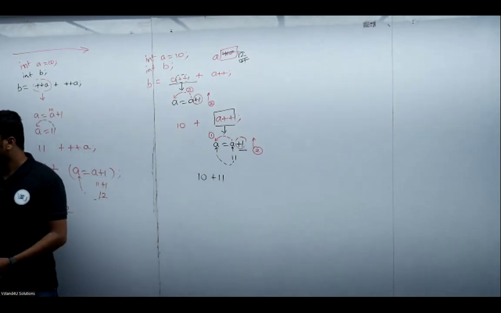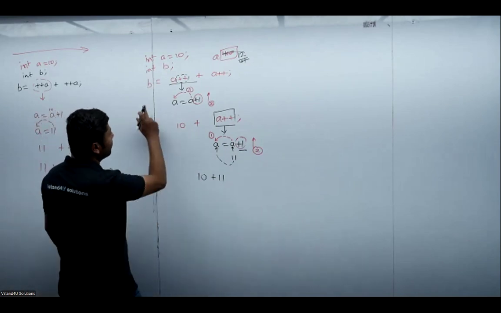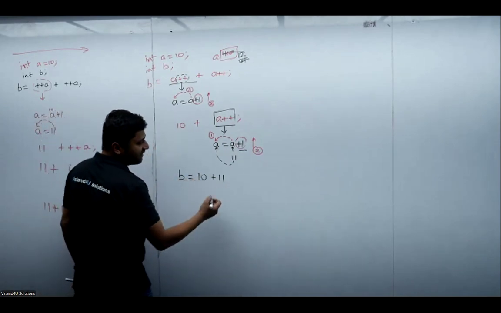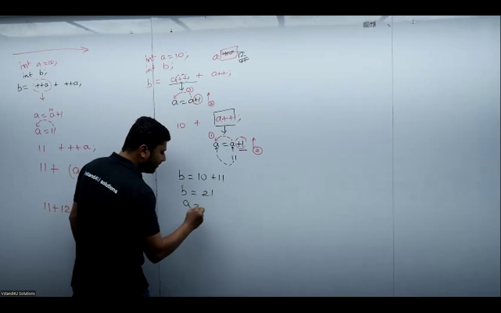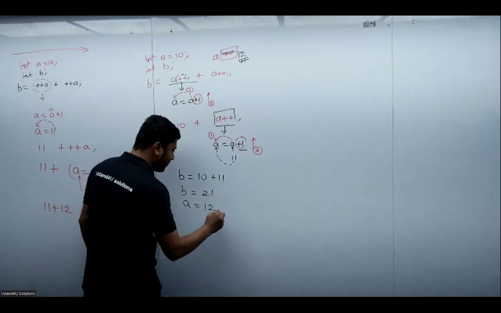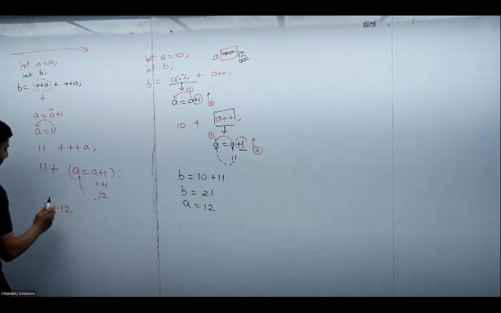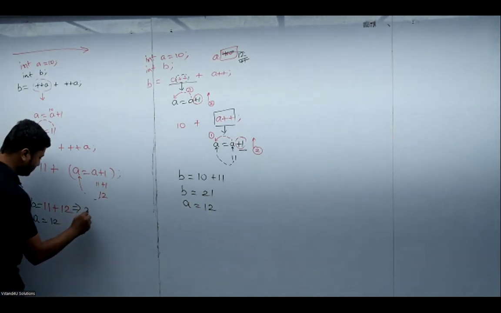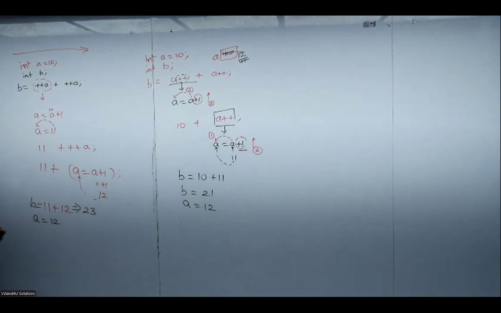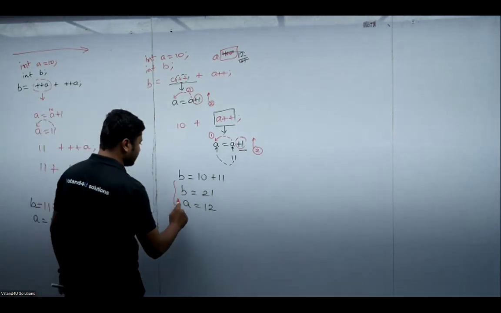Everybody? Sir, in that case, don't you think b is equal to 10 plus 11? That is b equal to 21. What about the value of a? 12. How about here? This 11 plus 12 will be assigned to b. What is the value of a? 12. Agree? This becomes 23, and this is what the answer is.